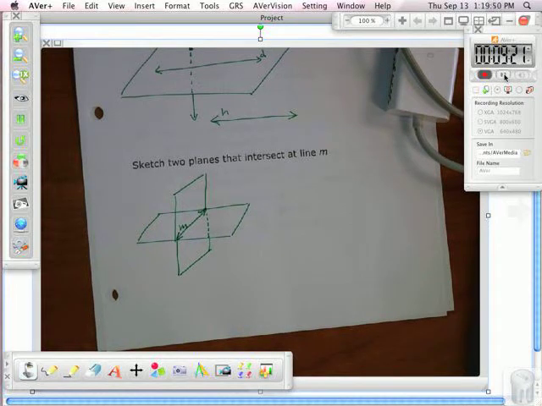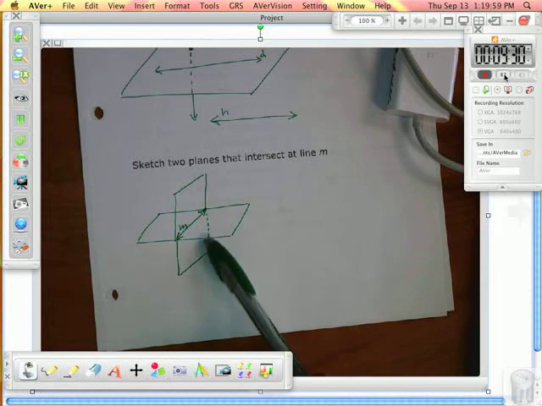That's why we're practicing. Sometimes it's not easy to... You got to think about what part is not showing and make that the dashed part, kind of.